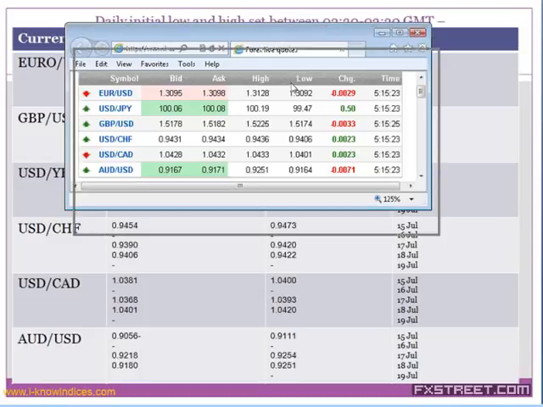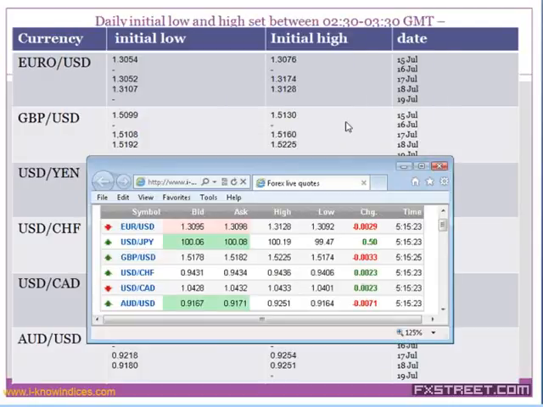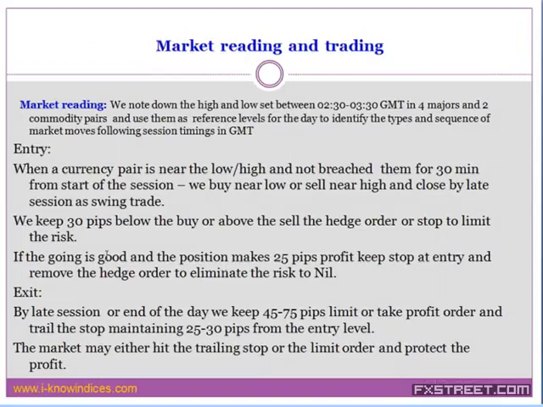So with regard to the market trading, the entry is the ideal time, late Japanese session. When they are closer to the low, you can take a buy and keep a 30 pips hedging order or the stop to limit the risk. And once the position gains the level of 25-30 pips, keep the stop at entry and then trail the stop in a profit-making position. Use the hedge order when a position is making loss and use the trailing stop when the position is making profit. And then subsequently keep the temporary limit as the price for the day.